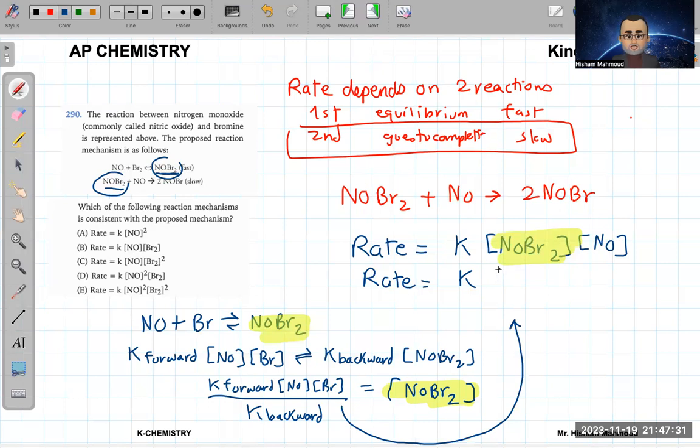Put that one here. It's equal to K forward, NO concentration, BR concentration divided by K backward. And what's remaining? This one, NO concentration. So what you did now is that you included the two equations together. Included the slow one, which is the rate determining step. So practically, what did you use to make the rate low? The slow one, except for the intermediate. Except for the intermediate that was included in the past.